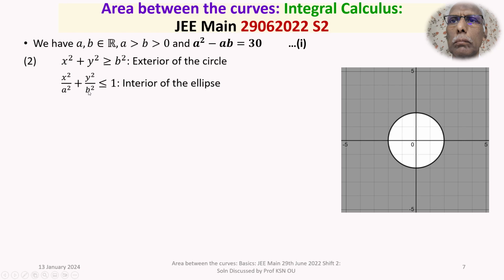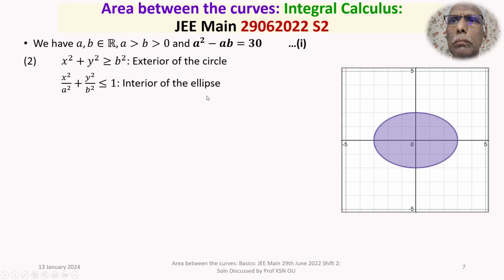So if you consider, what is this one? This is the interior of the ellipse. The interior of the ellipse. And so you will observe that b is less than a, therefore the circle lies properly inside the ellipse. Who will have more area? The ellipse will have more area, the circle will have less area because b is less than a.